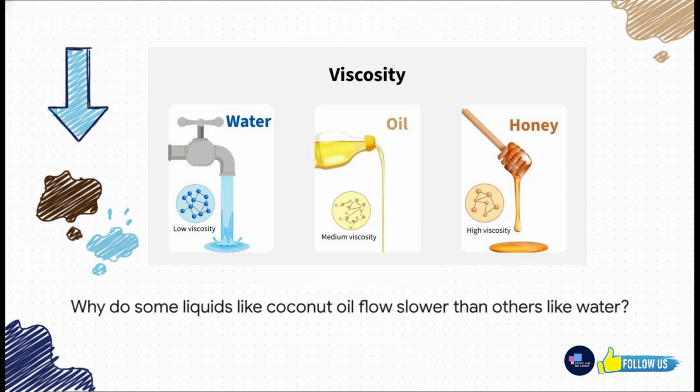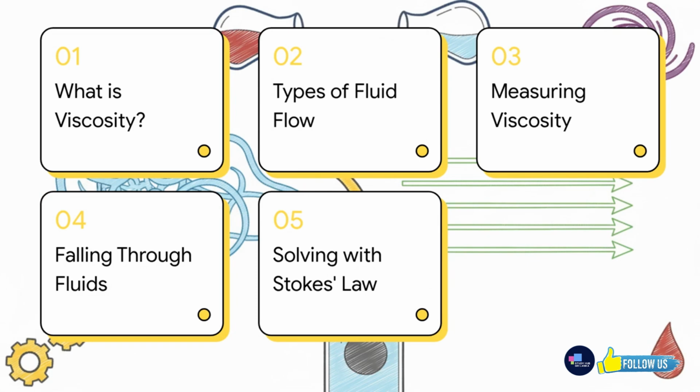It's called viscosity. So here's our game plan for today. First, we'll get down to the basics. What exactly is viscosity? Then we'll look at the different ways fluids can flow. After that, we'll jump into the numbers and see how we can measure viscosity. And then we'll flip the idea around and see what happens when things fall through fluids. To finish it all off, we'll solve a proper problem using Stokes' law. You know, just like you might see in your A-level exam. All right, let's get started.